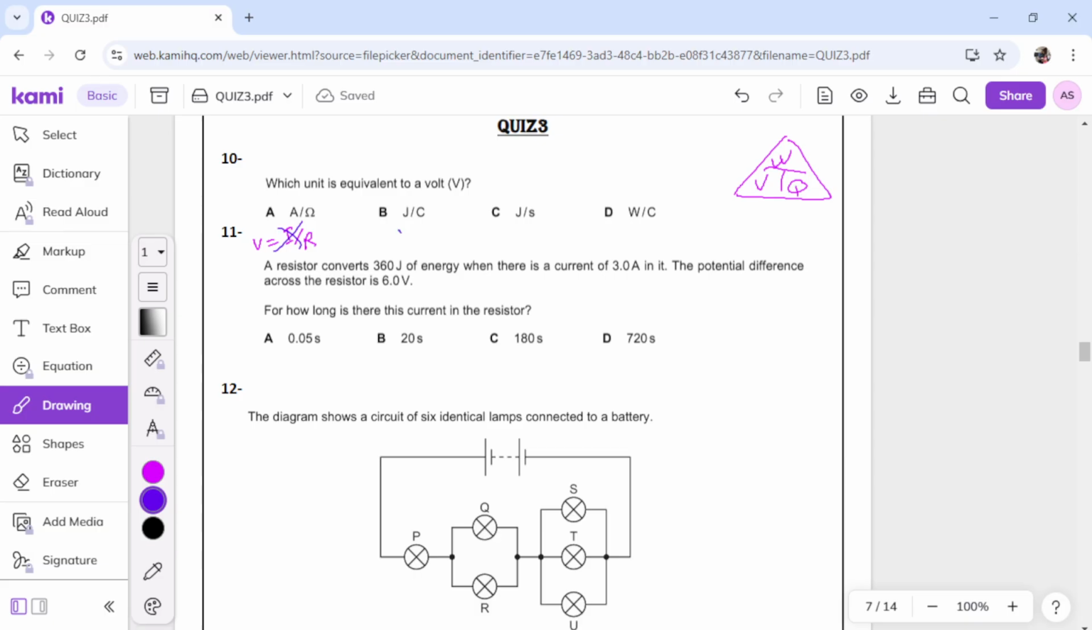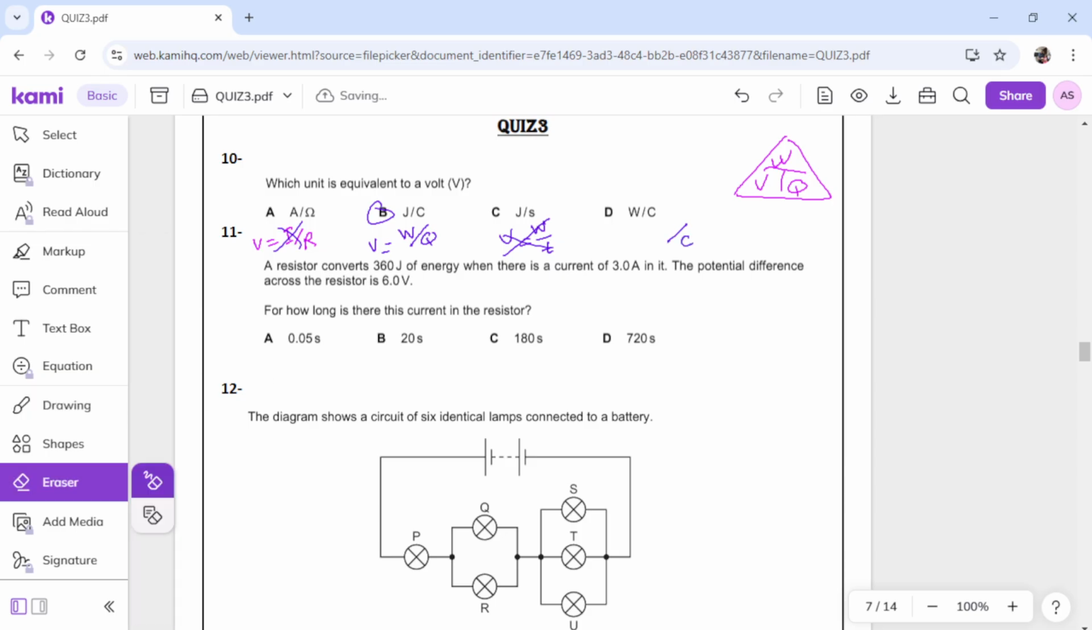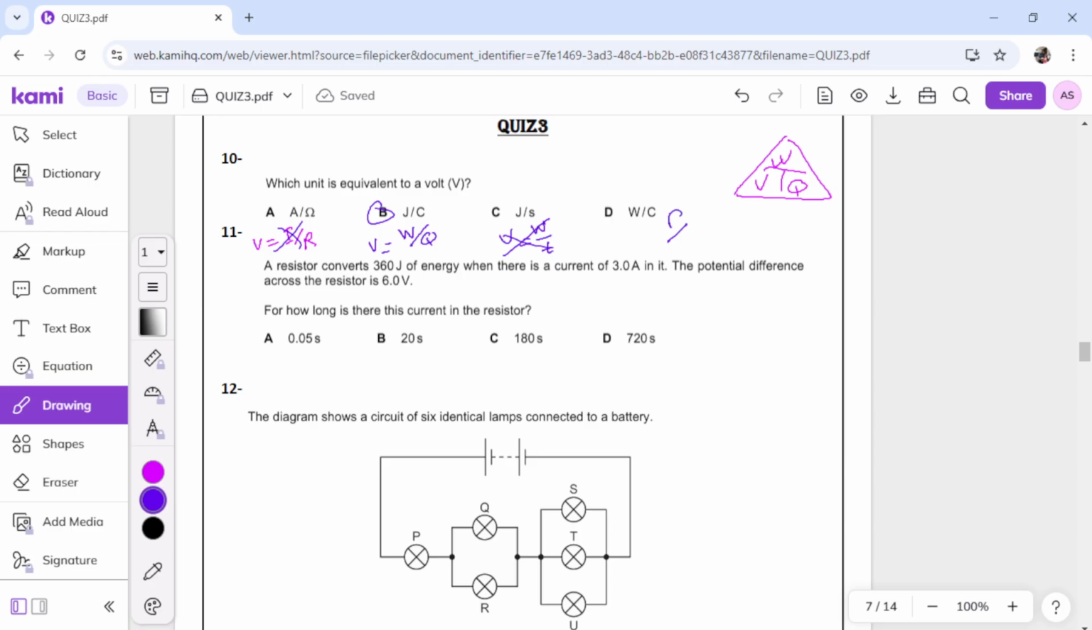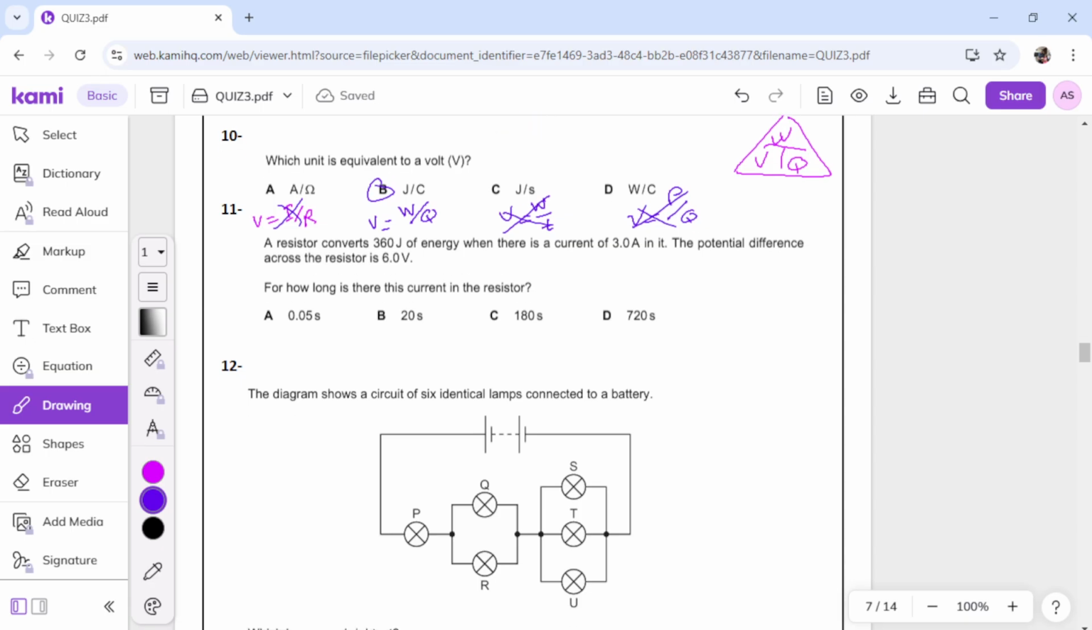J means energy or work over charge. V equals work over charge. This is correct. Joule over second, work over time, is not equal to V. This is power. Watt over coulomb means we have power over charge, so this is not V. This is incorrect. So the only correct answer is V equals W over Q, because the W unit is joule and the Q unit is coulomb.